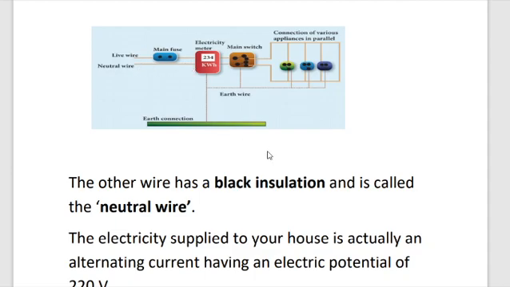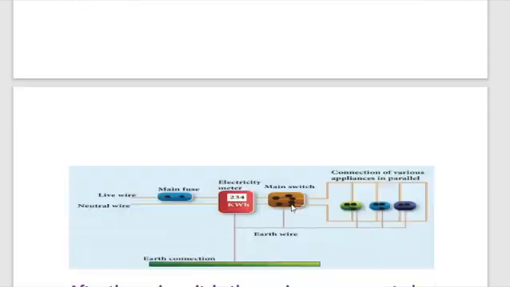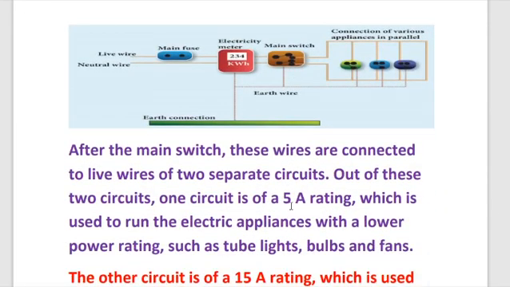The electricity supply to our house is actually an alternating current having an electric potential of 220 volt. After the main switch, these wires are connected to live wires of two separate circuits. Out of these two circuits, one circuit is of a 5 ampere rating, which is used to run the electric appliances with a lower power rating such as tube lights, bulbs and fans.